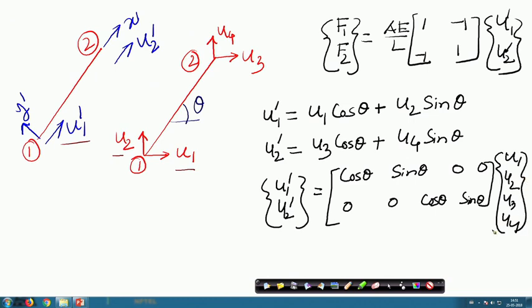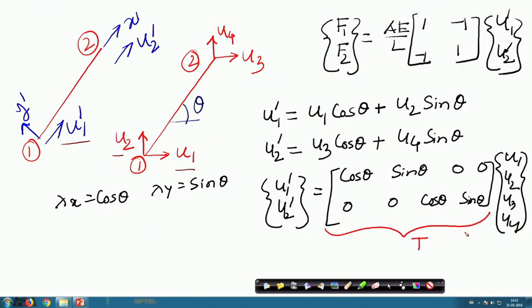Okay. Now, suppose we take lambda x equal to cos theta and lambda y equal to sin theta, and then we can write this expression as u dash equals T times u. This is called T, the T for transformation. What does it transform? It is a transformation matrix, it relates the displacement defined in one coordinate system to the displacement defined in another coordinate system.